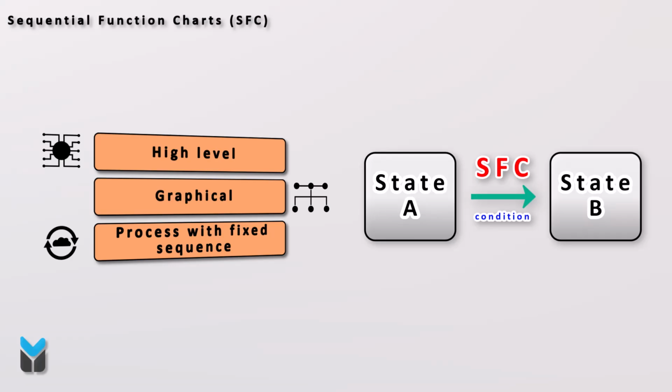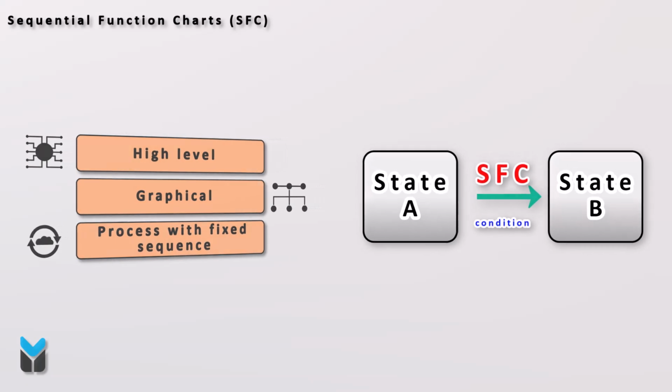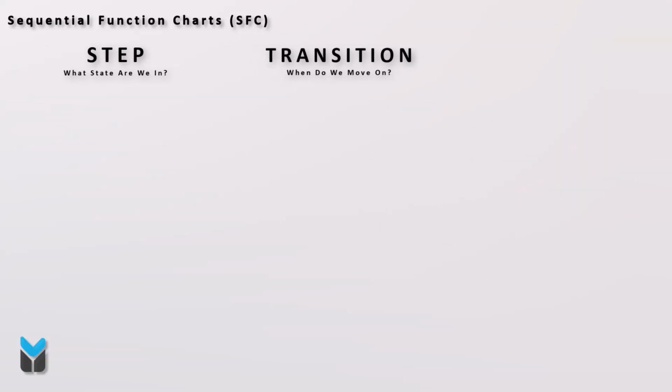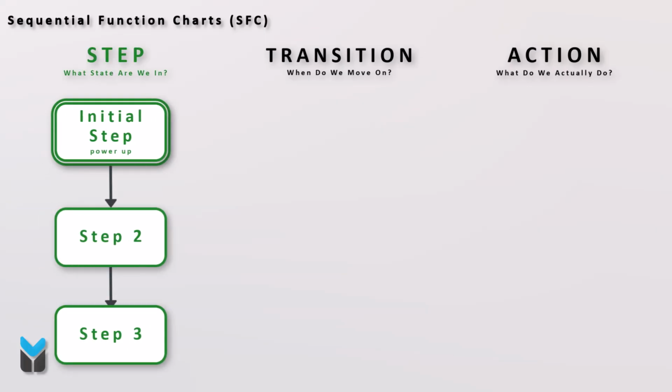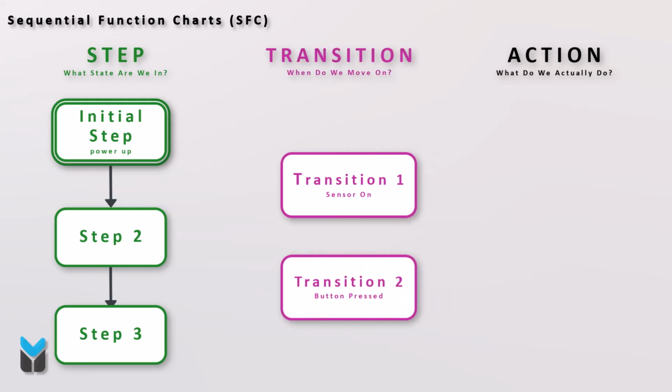Every SFC program, no matter how large or complex, is built using three fundamental elements: steps, transitions, and actions. Let's look at our hardwired relay board to understand how these elements work together. First, we have steps. A step represents a specific and stable state in the machine's operating cycle. The very first step is called the initial step, identified by a double border, and this is where the system remains when powered up. Next are transitions.